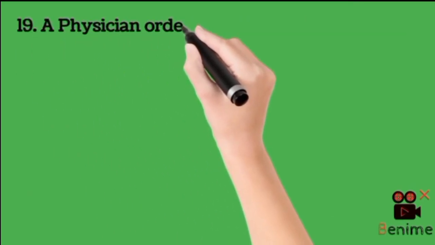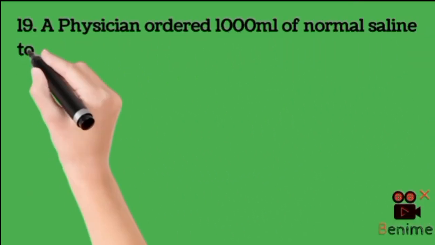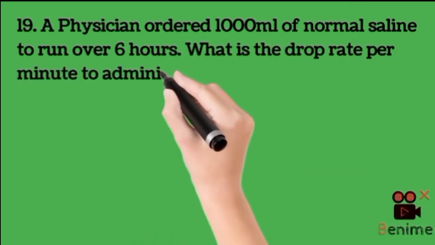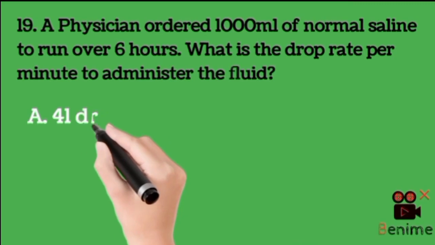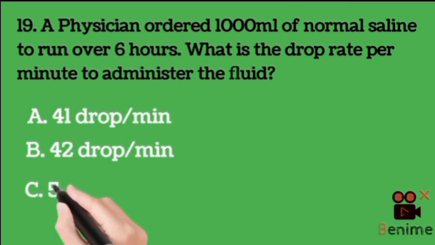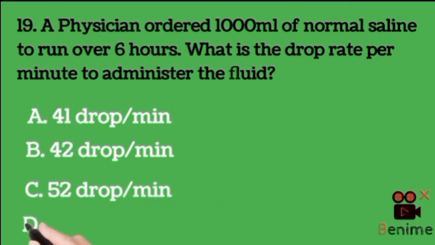19. A physician ordered 1,000 milliliters of normal saline to run over 6 hours. What is the drop rate per minute to administer the fluid? A. 41 drop per minute. B. 42 drop per minute. C. 52 drop per minute. D. 56 drop per minute.